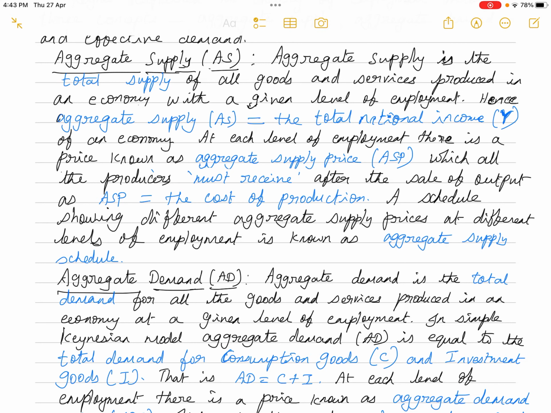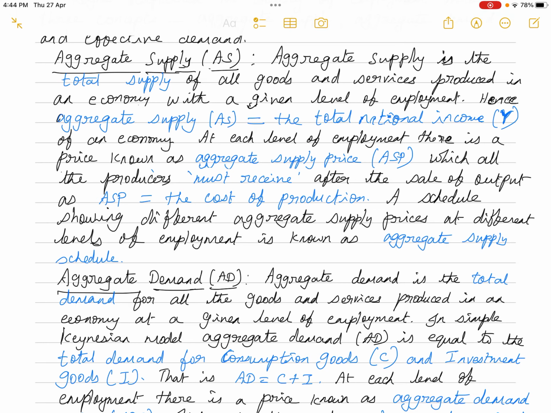Now, a schedule showing different aggregate supply prices at different levels of employment is known as the aggregate supply schedule. Schedule means table. So when I am employing 10 laborers, my cost of production is 50,000. When I am employing 12 laborers, my cost of production increases to 55,000. When I am employing 20 laborers, it increases to 1 lakh. So at each level of labor force, my cost of production increases, and my supply price will also increase according to the cost of production.